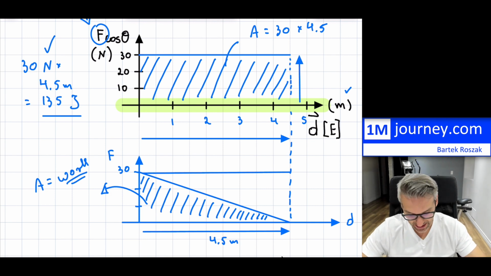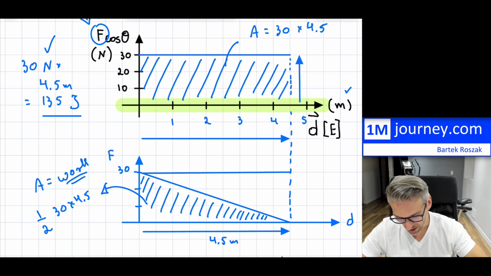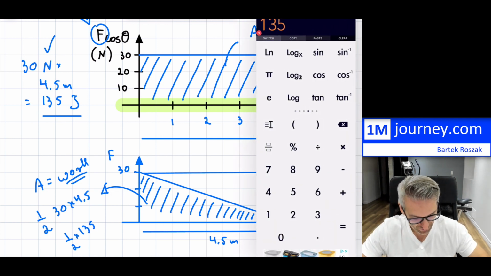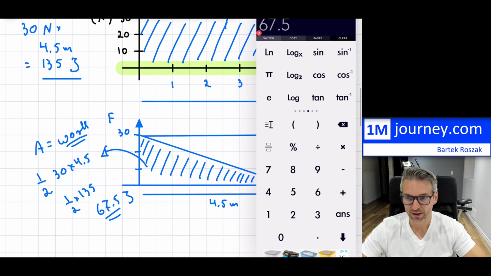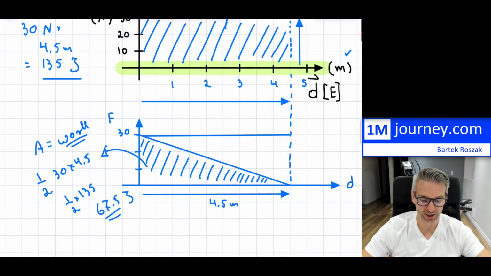So in this case, triangles, hopefully we're familiar with. Remember that for a triangle, the area under the curve is just 1/2 times 30 times 4.5 in this case. We knew that that was 135 for here. So it's 1/2 of 135 joules, and now you can take that, divided by 2, and you're going to get that the area was 67.5 joules. That is really neat.